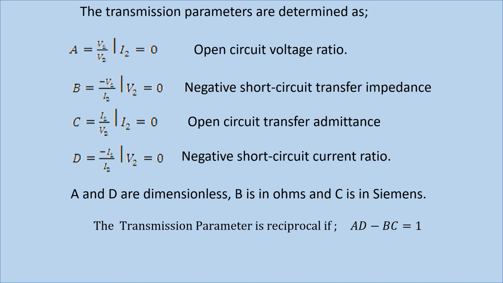Note that the transmission parameters are also reciprocal if A multiplied by D minus B multiplied by C equals 1, that is, if AD minus BC equals 1. This is just simple mathematics. Remember, I can say my AD equals 1 plus BC, and I can as well say my BC equals AD minus 1. And I can also manipulate it further and say D equals 1 plus BC over A.